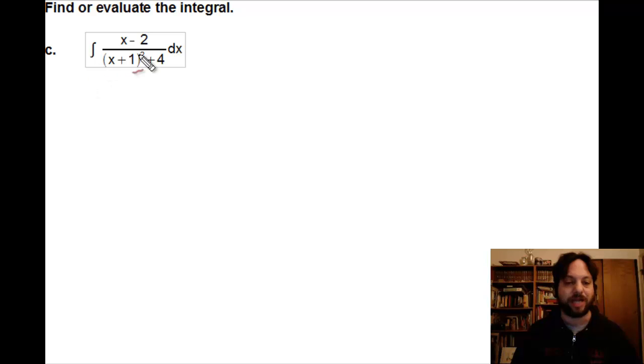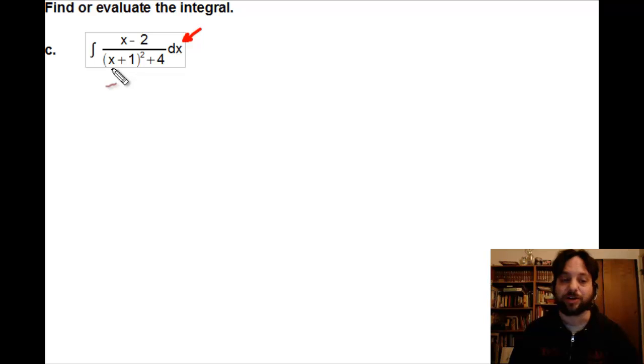Certainly, the denominator makes it look as if I'm dealing with an arctangent. I can see that my a is going to be 2, and my u will be x plus 1. But when you look in the numerator, I have x minus 2. That is an issue, because du is just going to be dx, and my dx is hanging out right there. And I can deal with a constant, because I can always take a constant and move it outside the integral, but this x is really going to mess me up. How do we deal with this?